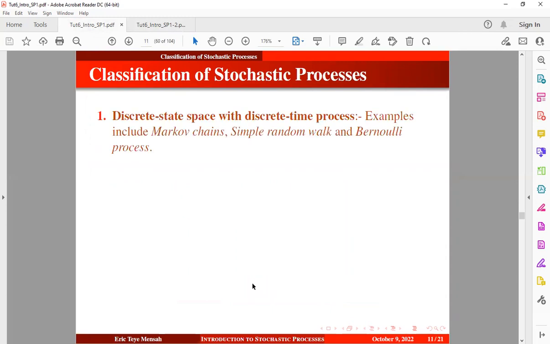The first classification is the discrete state space with discrete time process. Examples are the Markov chains, the simple random walk, and the Bernoulli process. We already know what a Bernoulli process means. In our subsequent tutorials, we are going to take a look at the Markov chains and simple random walk, so we will look at this classification in our subsequent tutorials.